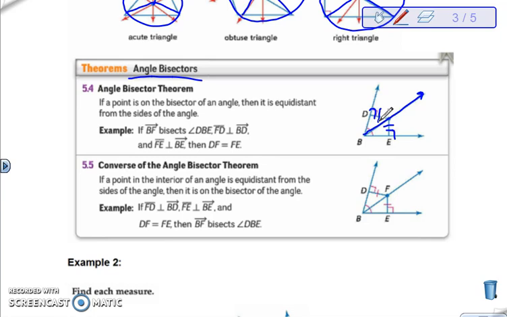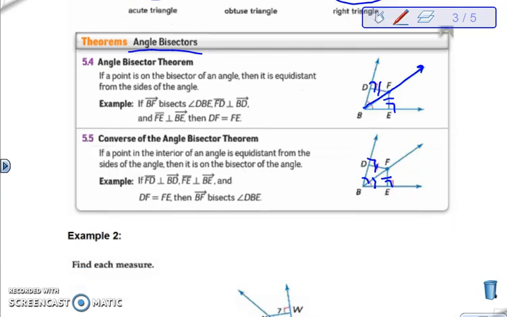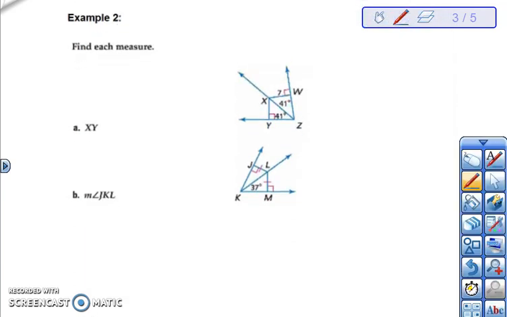So if I look at the picture below it, the two marked sides are congruent. I've got two right angles, so that tells me that the angle has to be cut in half. So let's look at an example.